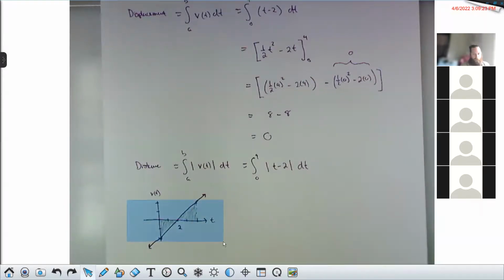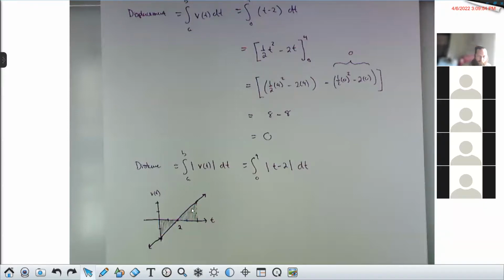If you want to try and read as much qualitative information out of this as you can, my dude started off walking at like -2 meters per second, so going backwards at 2 meters per second. And then he slows down, stops, turns around, starts walking forwards, starts off walking slowly and then faster and faster and faster. The amount of distance he covered walking backwards is this area. The amount of distance he covered walking forwards is this area.